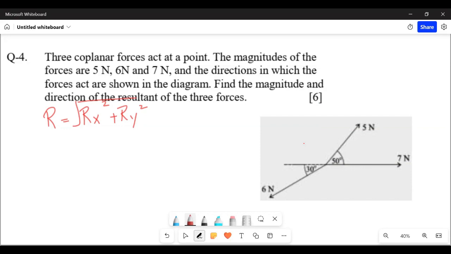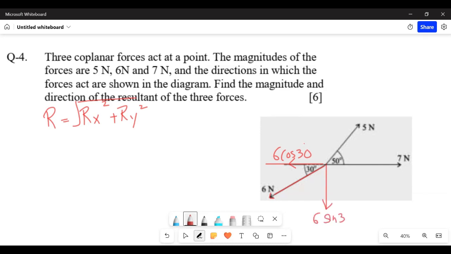So I'm going to resolve 6 newtons and 5 newtons into its components. So for 6 newtons, this is the horizontal component and this is the vertical component. The horizontal component is the adjacent component, so it's going to be the cos component, 6 cos 30. And the opposite one I'm drawing here instead, which is the sine component. So 6 sine 30.